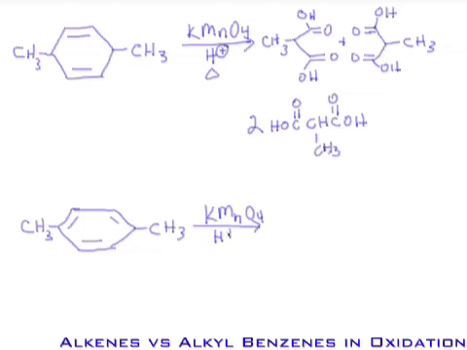KMnO4, acid and heat causes reaction at the benzylic carbons. And you end up producing 1,4-benzene dicarboxylic acid. And the double bonds are intact. So keep the reaction straight. Make sure you understand what is going on.